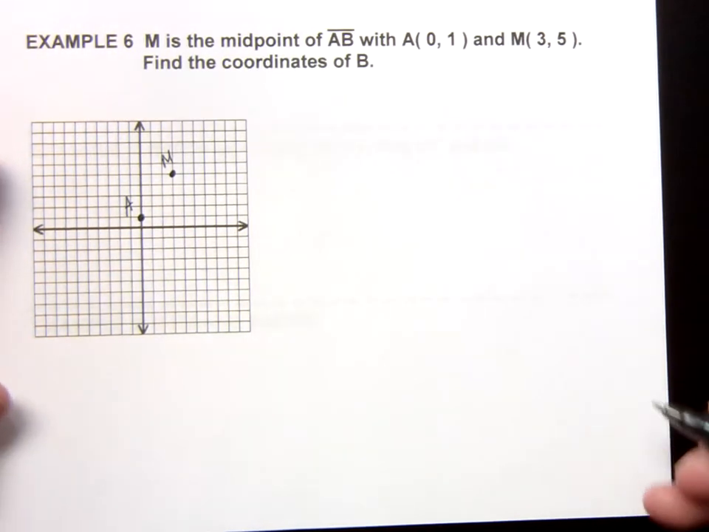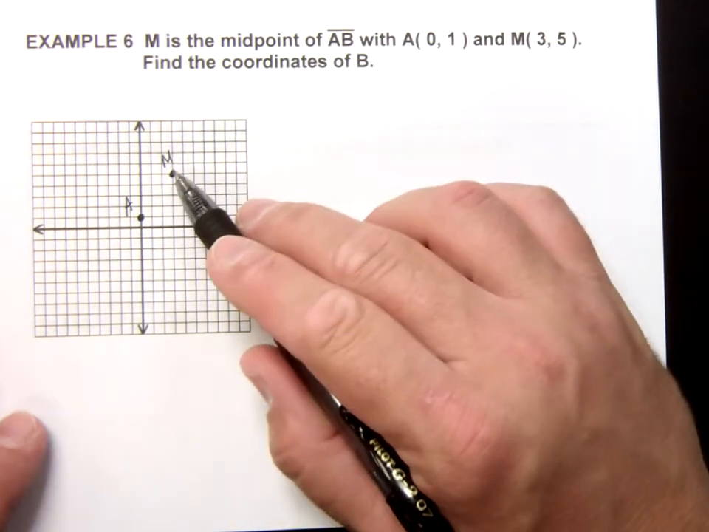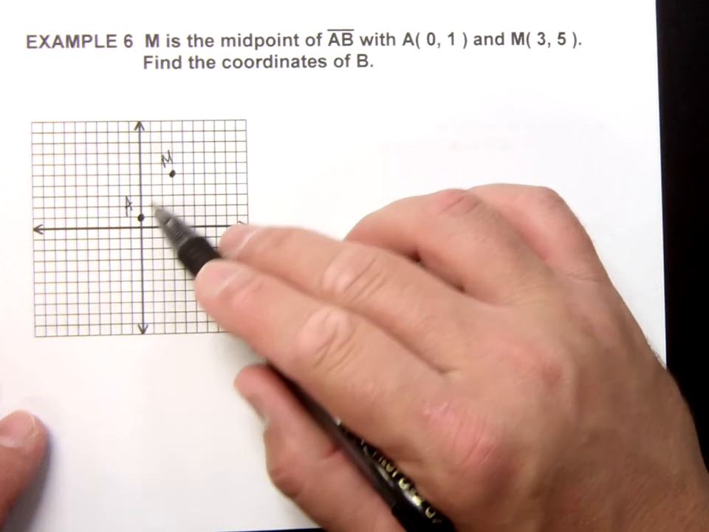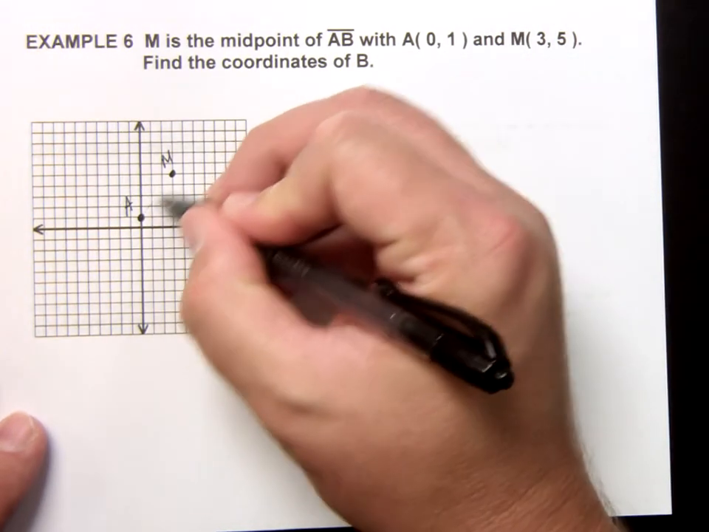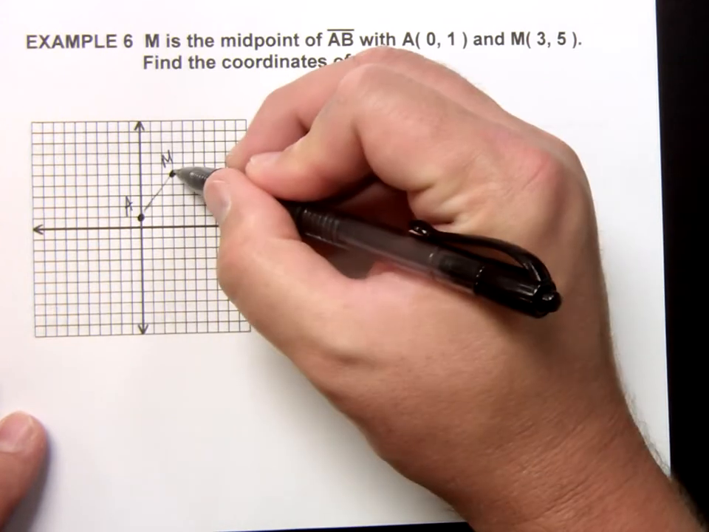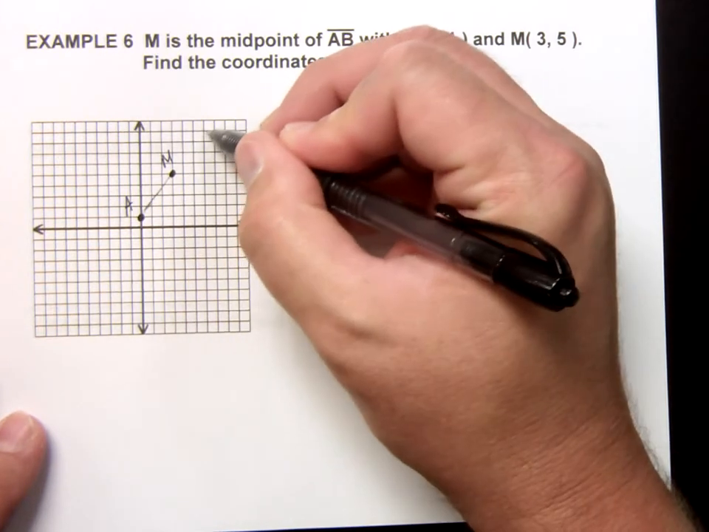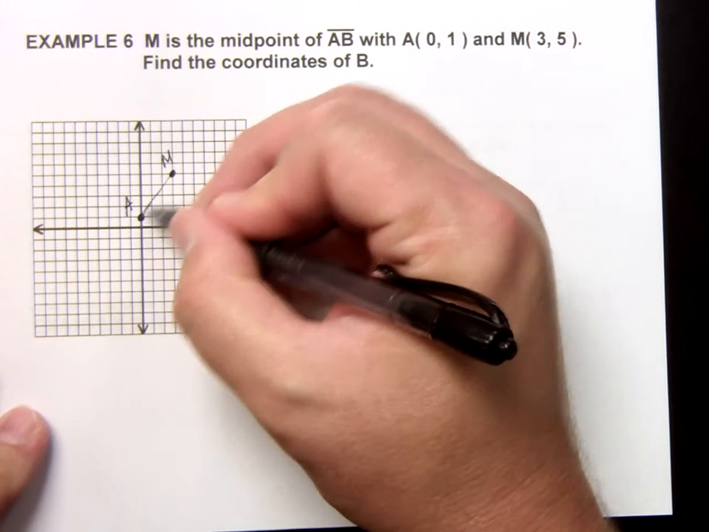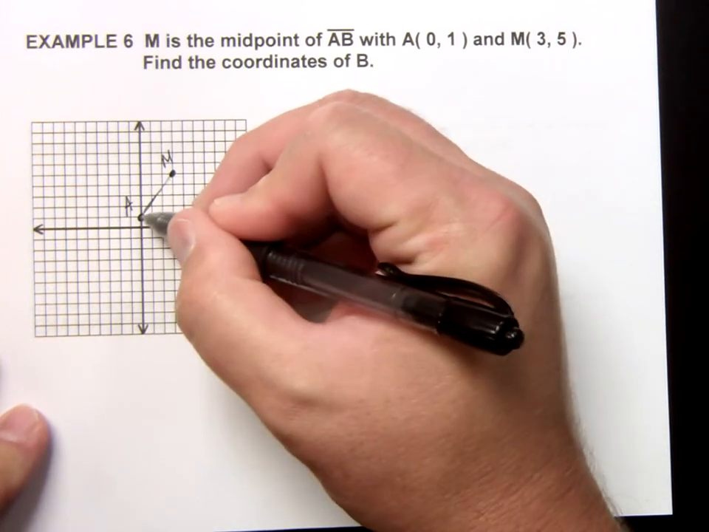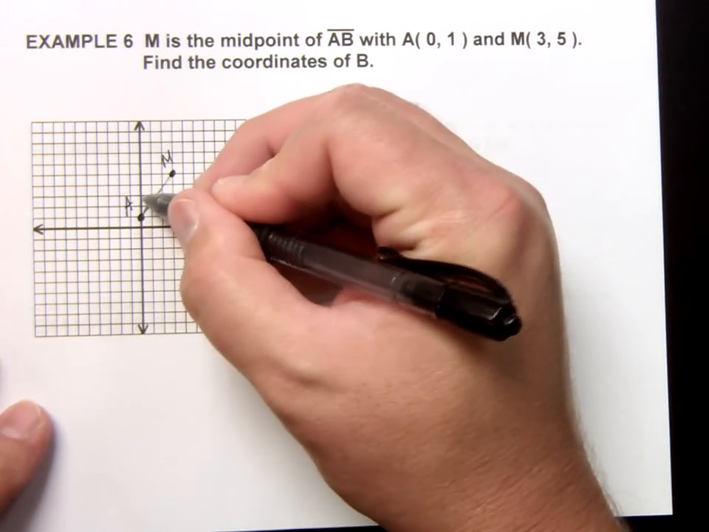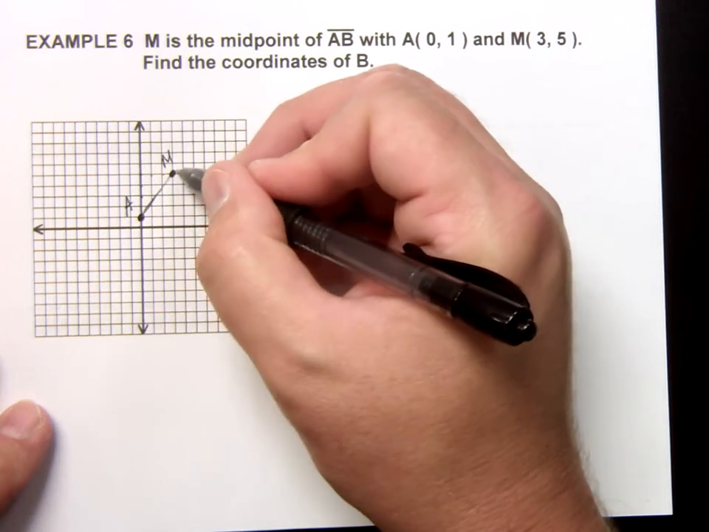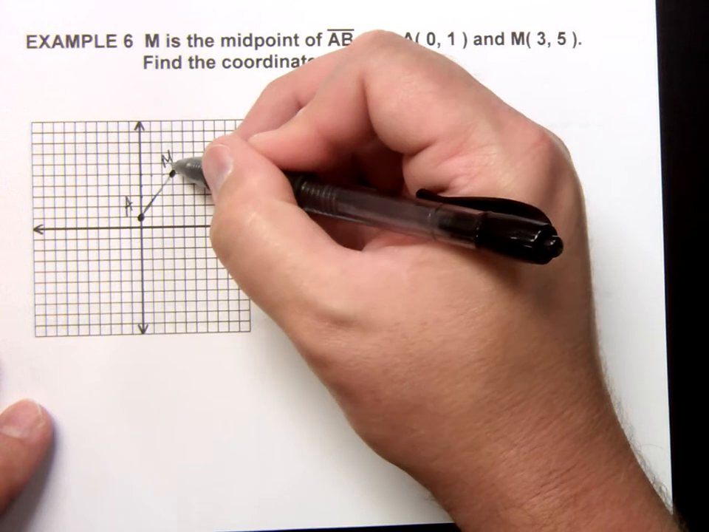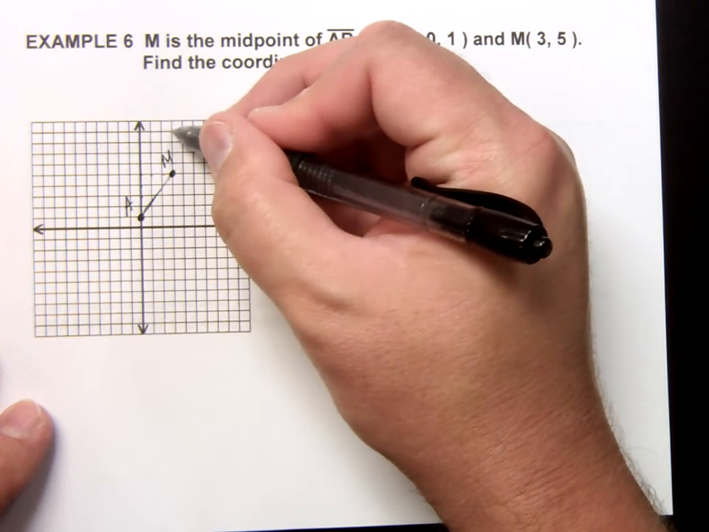Okay, well, if M is right in the middle of line segment AB, then B would have to be over here somewhere. Whatever this distance is right here, it should be the same distance from the midpoint to the other endpoint. So let's just see what the difference is from here to here. How far do I have to go? 1, 2, 3, 4. 1, 2, 3. Up 4, over 3. I'm going to repeat that process. 1, 2, 3, 4. 1, 2, 3.